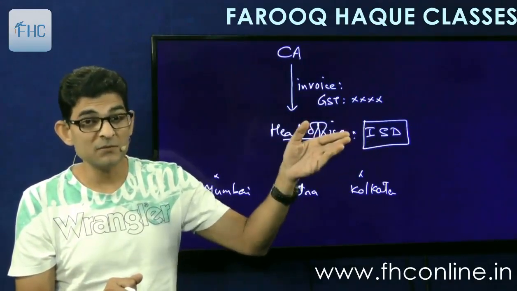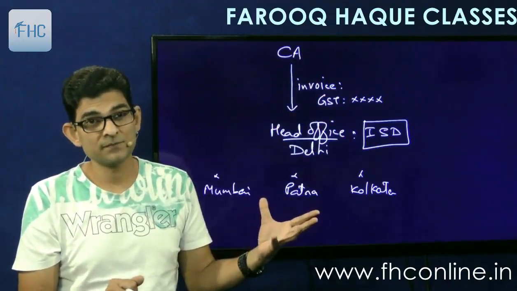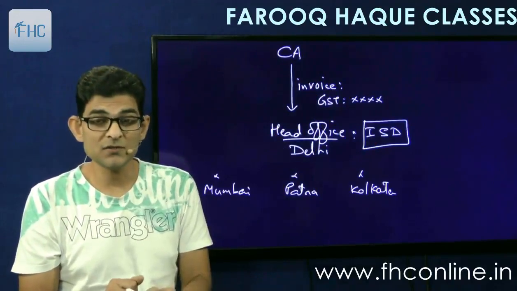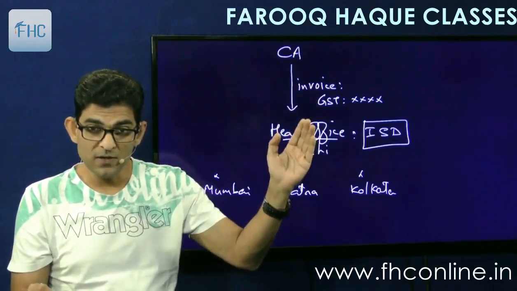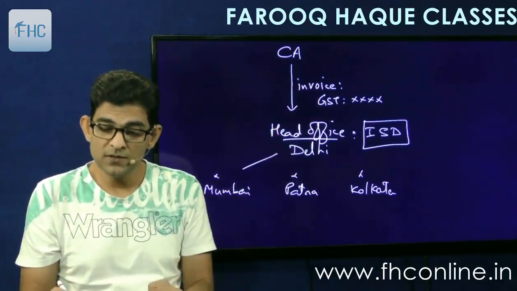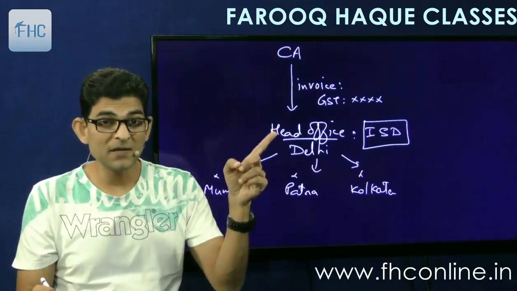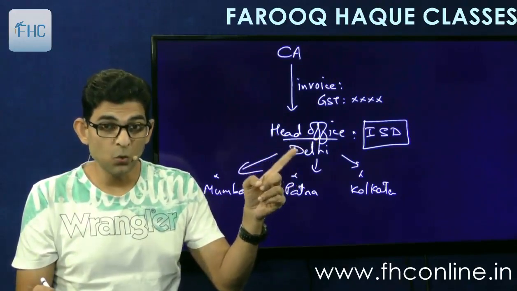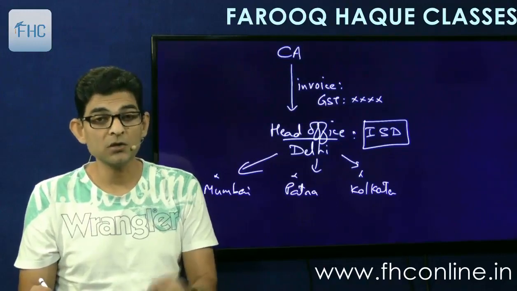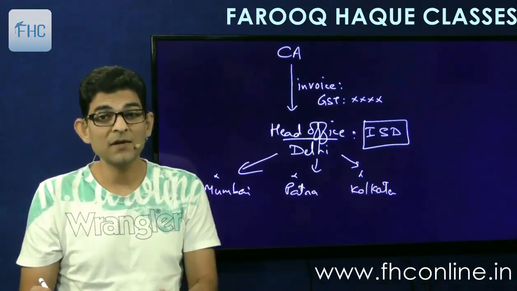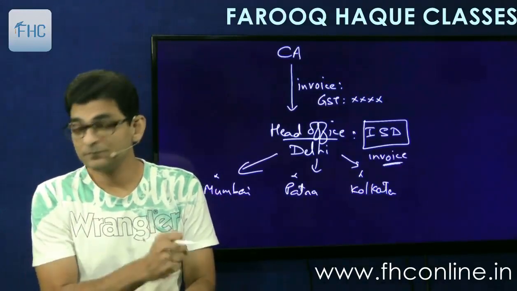And then what it does, as the name suggests, it distributes this credit amongst its units, which may have different registrations but having the same PAN. So this amount which comes here will be distributed amongst the units. And how will it be distributed? By making an invoice. So ISD will make its own invoices and give those invoices to the constituent units, on the basis of which these units can avail the credit.